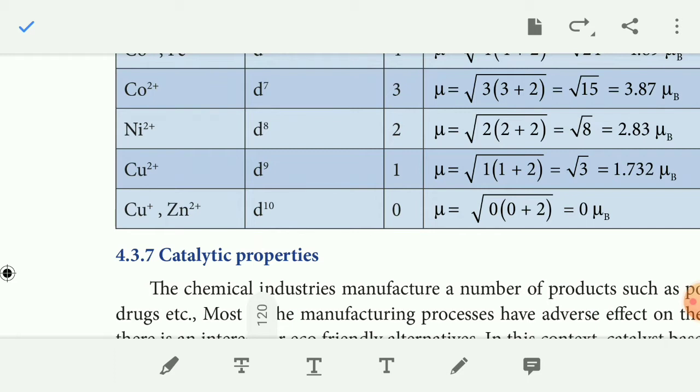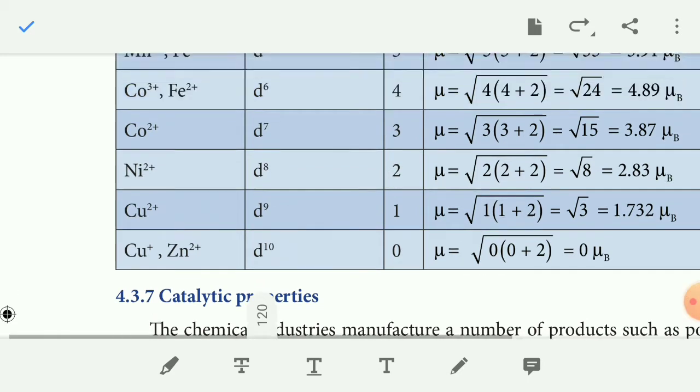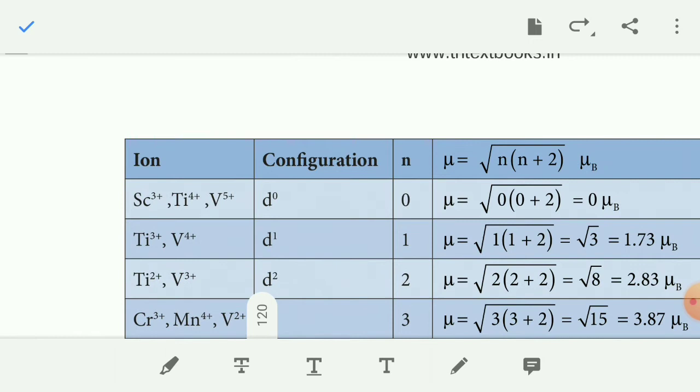So Cu plus and Zn 2 plus are d10. The d10 means all electrons are filled, so there is no unpaired electron. No unpaired electron means n is 0, so root of 0 into 0 plus 2 equals 0. Okay, then previous, the scandium 3 plus: the 3 electrons are removed, so it is d0 configuration. Here also there is no unpaired electron.